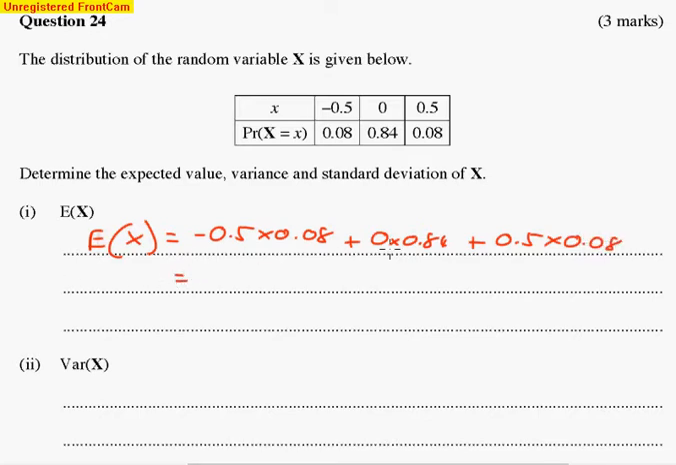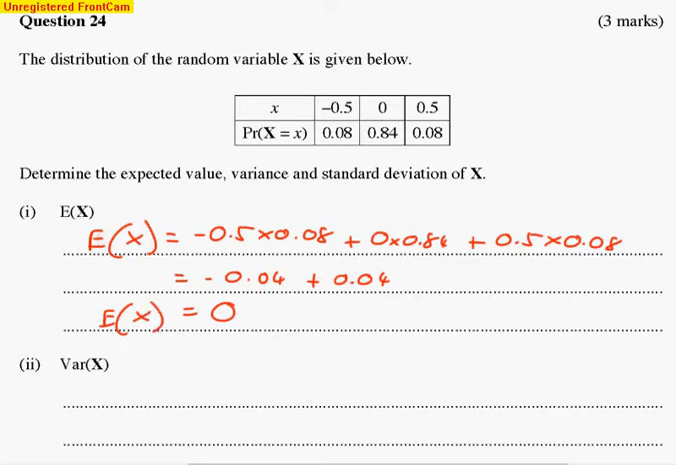So now let's see if we can multiply. 0.5 is a half. I've got negative a half of that. Well, half of 0.08 is 0.04, and it's negative, so negative 0.04. Plus nothing, plus on the end, well, we've got half of 0.08, which is 0.04. One's a negative, one's a positive. Nothing. The expected value of x is nothing.